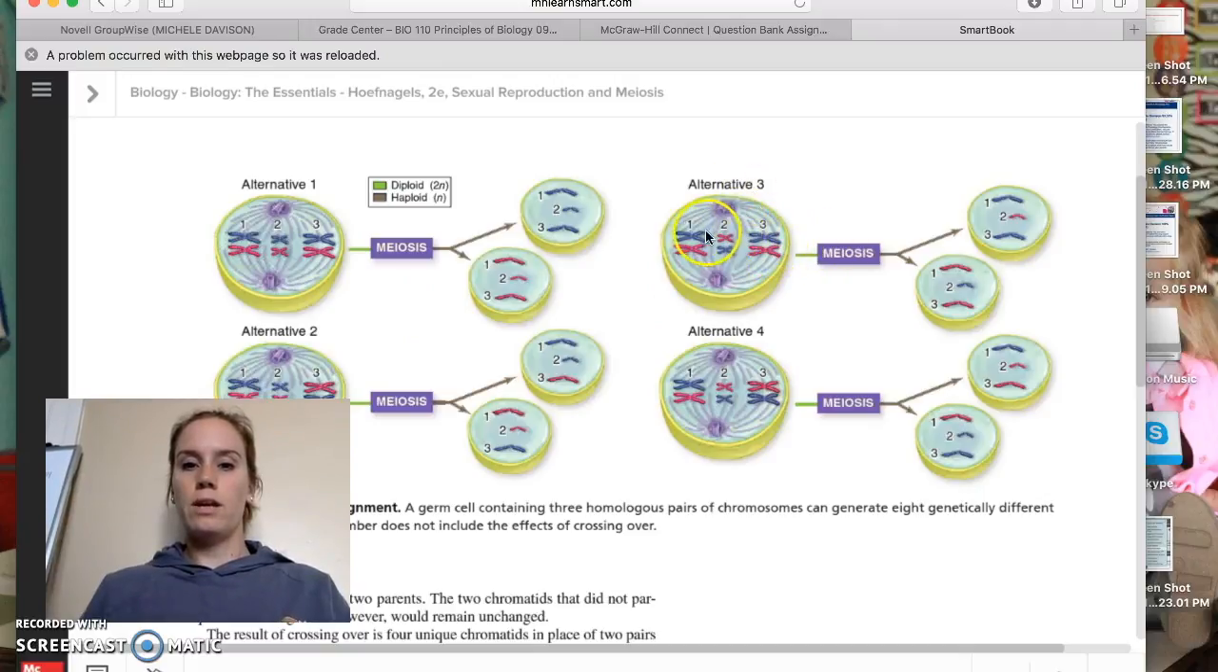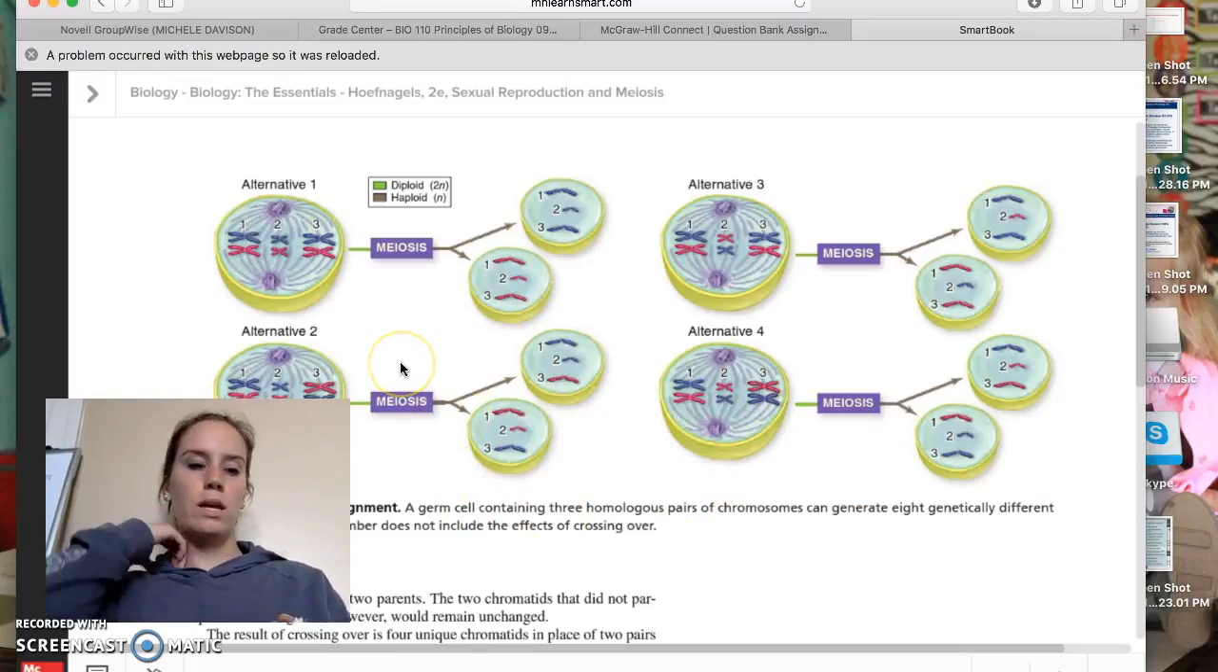Alternative 3, now we're going to have a blue 1 on top, blue 2 on bottom, blue 3 on top. And same thing, we're going to get different gametes. In alternative 4, now only blue 1 is on top. Blue 2 and blue 3 are now on the bottom, and now we get 2 more totally different gametes. Does that make sense? I hope that makes sense.